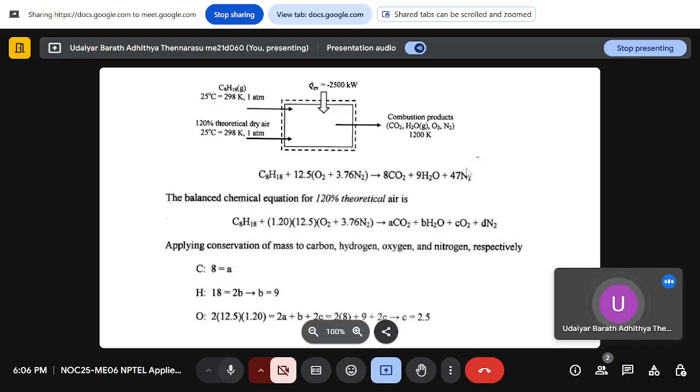So this is for 100% theoretical air, and we need to use 120%. So we will multiply 12.5 with 1.2 to make it 120%. So 1 mole of C8H18 plus 1.2 times 12.5 O2 plus 3.76 N2 gives A CO2, B H2O plus C O2 plus D N2. A and B will remain the same, because it is again a complete combustion, so we will have the same number of CO2 and H2O. We will have excess O2, which is 0.2 times 12.5.